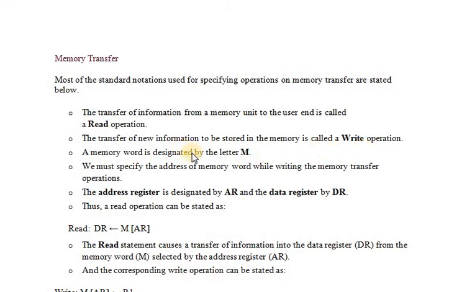Now we will see the symbols. The memory word is designated by the letter M. So if M is there, that you call memory. We must specify the address of the memory word while writing the memory transfer operations. So the address register is designated by AR and the data register by DR. These are the symbols. For address register we use AR and for data register we use DR. It should be in capitals.